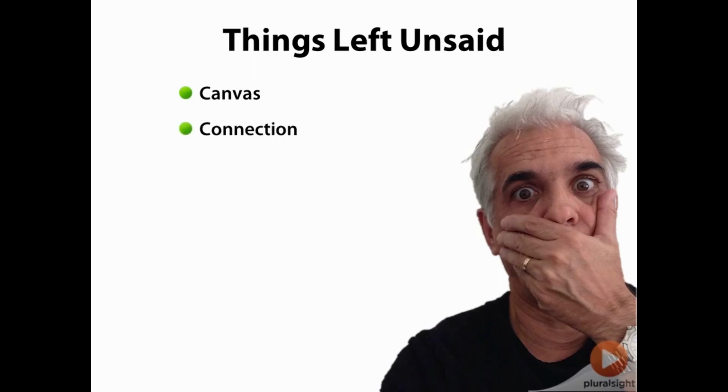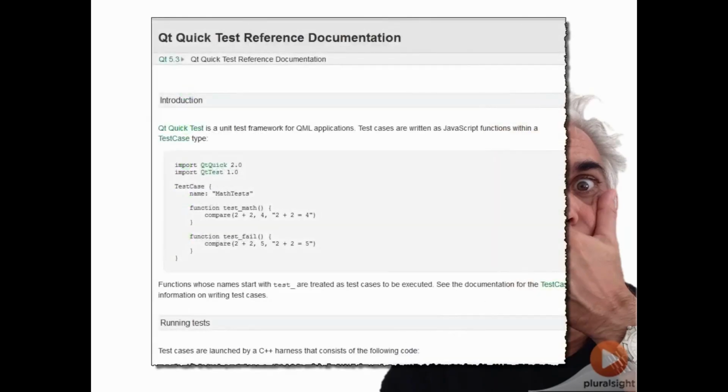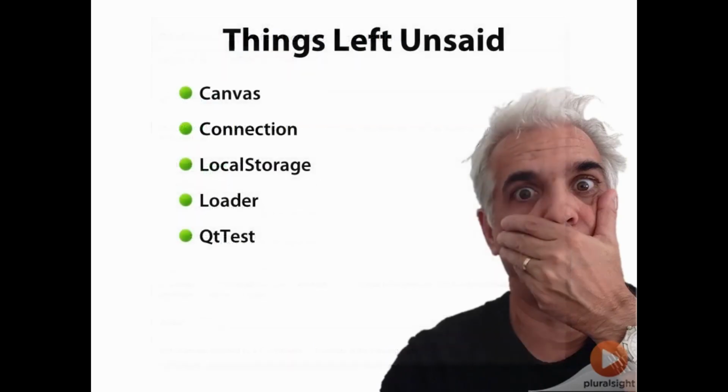If you're desperate to do some SQLite from QML, take a look at the local storage object. If you need better performance or want to lazy load some QML, check out the loader component. If you want to knock out some unit tests for your QML, then import Qt test and check out the Qt Quick test reference documentation page in Qt Assistant. Want to trigger an action at a regular interval or even just once sometime in the future? Check out the timer object.